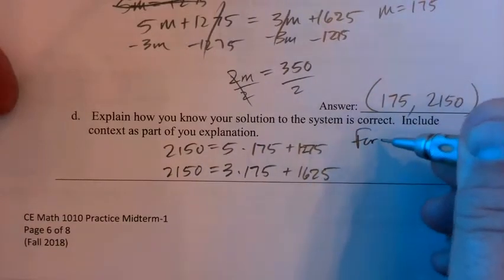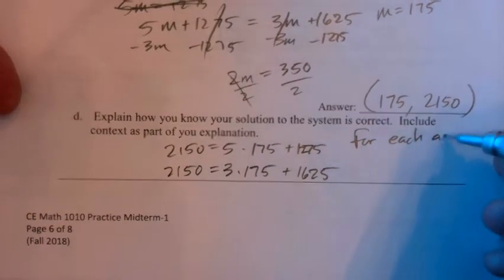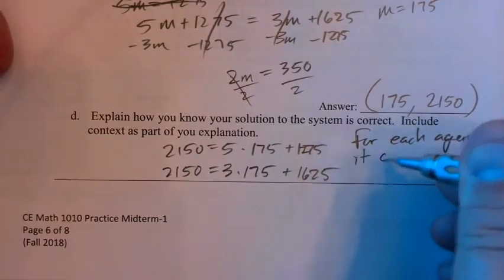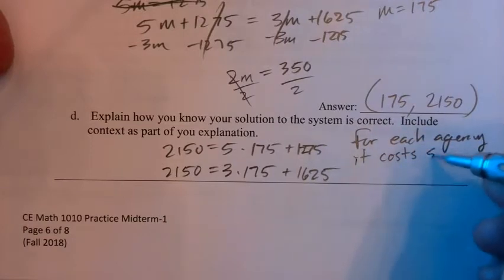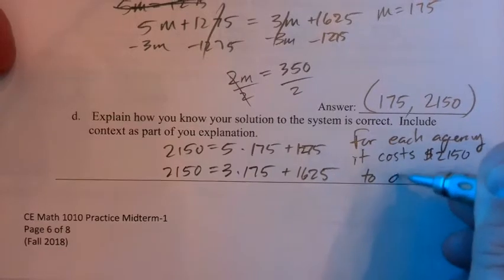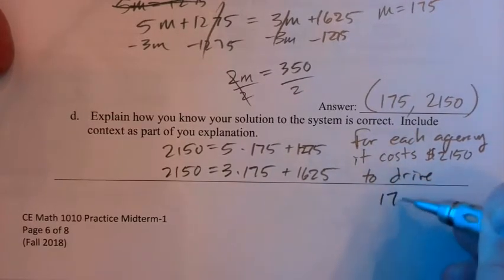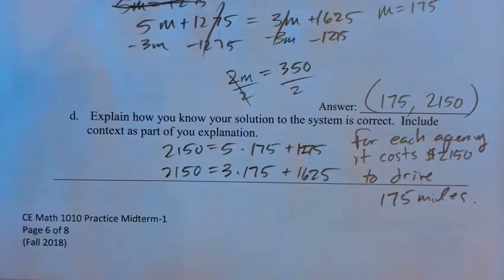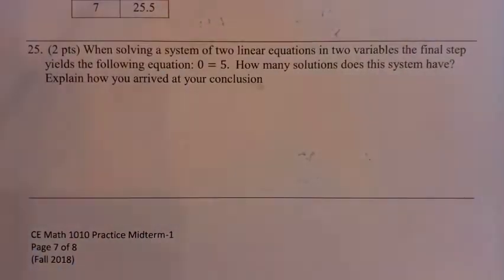In context, for each agency, it costs $2,150 to drive 175 miles. So if you're going for a short road trip, you'd want to choose one. If you want to go for a long trip, you want to choose the other. Okay, cool. Let's look at something else. That's done. Cool. Last page. Front and back. Okay.